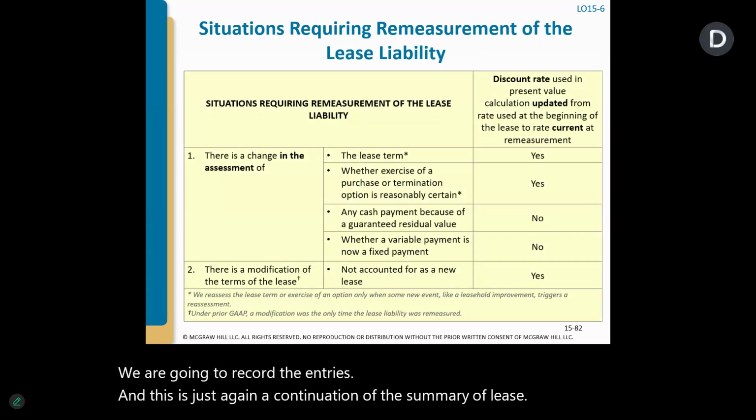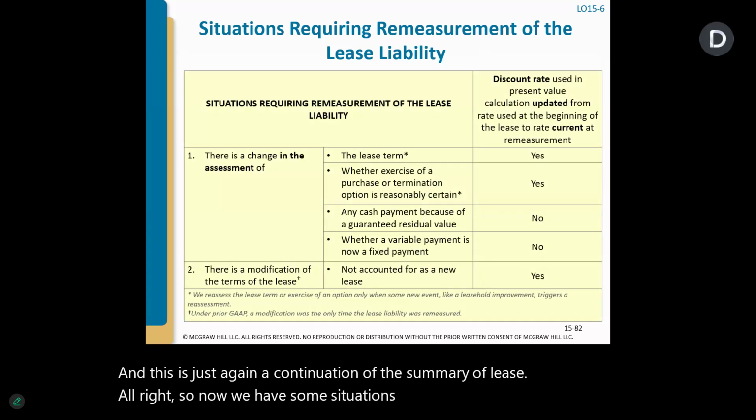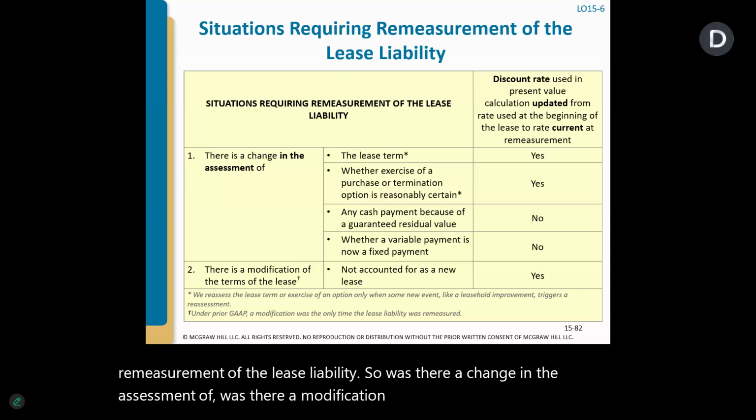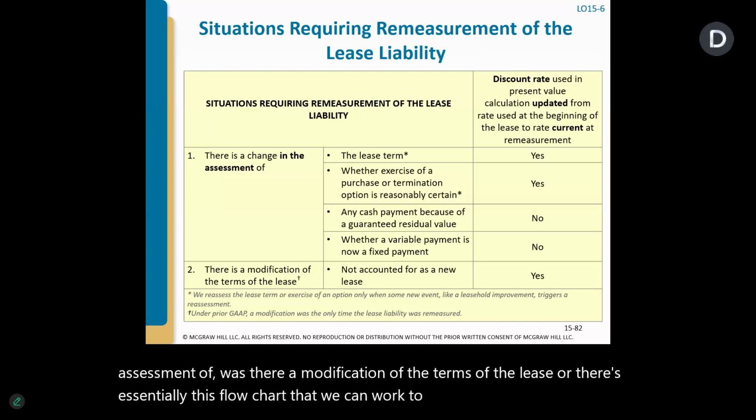All right, so now we have some situations that require remeasurement of the lease liability. Was there a change in the assessment? Was there a modification of the terms of the lease? There's essentially this flow chart that we can work through to get a better understanding.